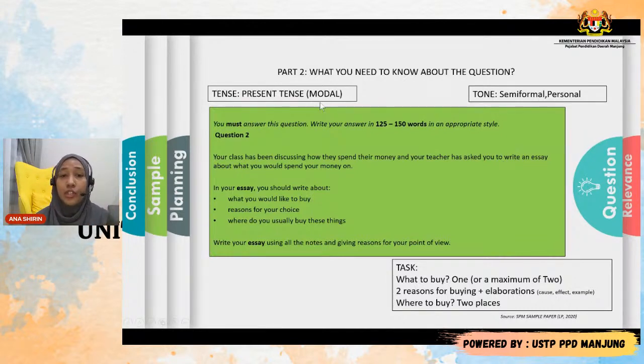What kind of tense are we going to write in this question? So here, what you would like to buy, reasons for your choice, and where do you usually buy this thing. So here it's established using the word do in the third question and what you would like to buy. You would be using the present tense. You derive the tense that you need to use in your essay based on the question. So the question is the one that you need to use as the base where you get the treatise from before you start writing.